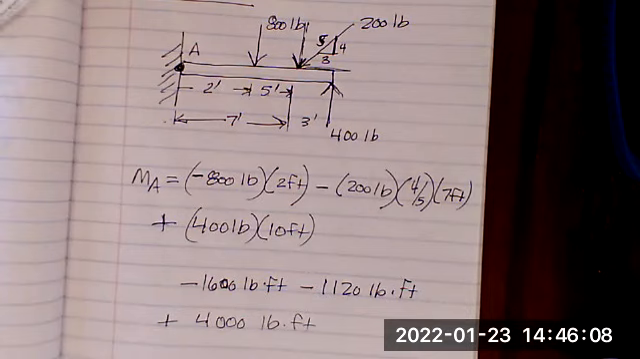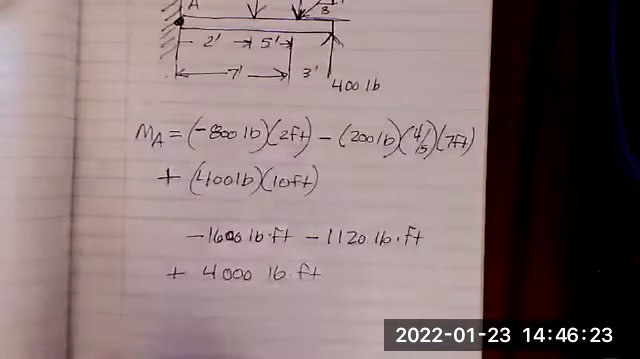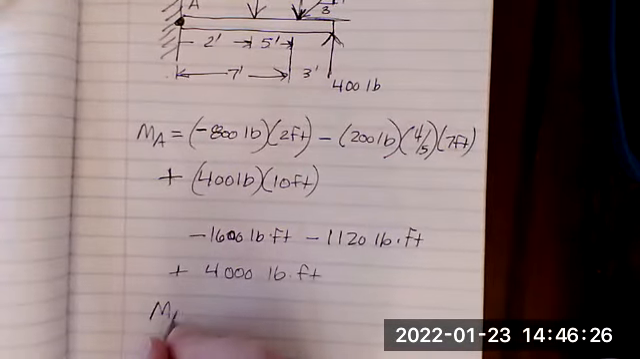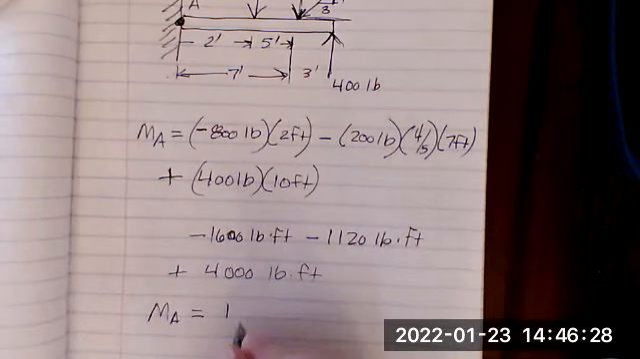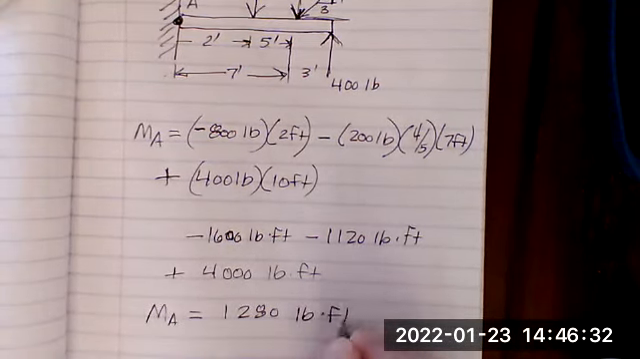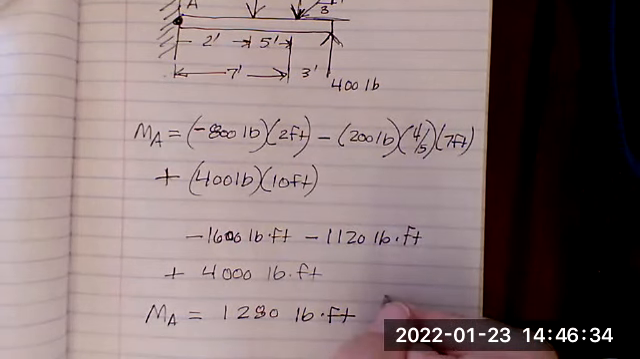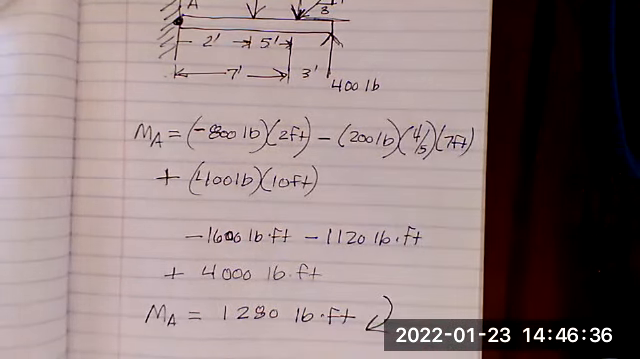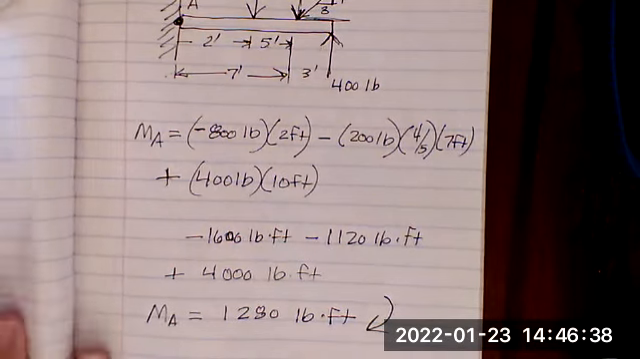So we got negative 1,600, sorry, my calculator is acting up, 1,600 minus 1,120 plus 4,000 equals, so the result here, MA is equal to 1,280 pound feet, and it's going clockwise. Okay, so let me move that up a little bit.